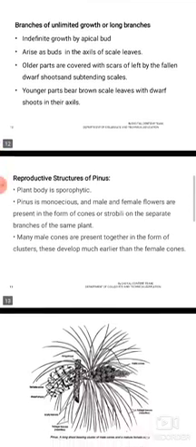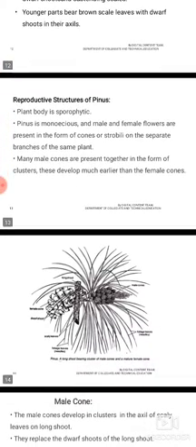Coming to the reproductive structure. Pinus plant body is sporophytic and Pinus is monoecious, and hence the male and the female flowers are present in form of cones or strobili on separate branches of the same plant. Many male cones are present together in form of clusters. These develop much earlier than the female cones.